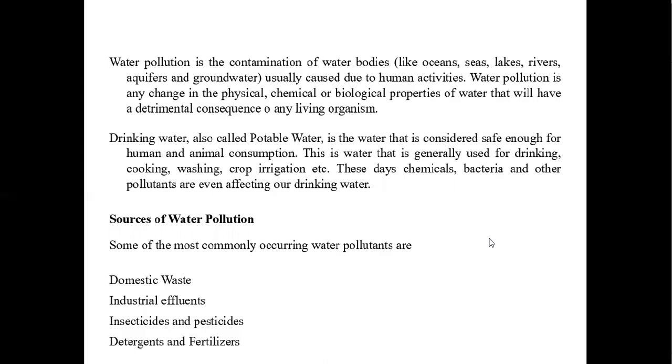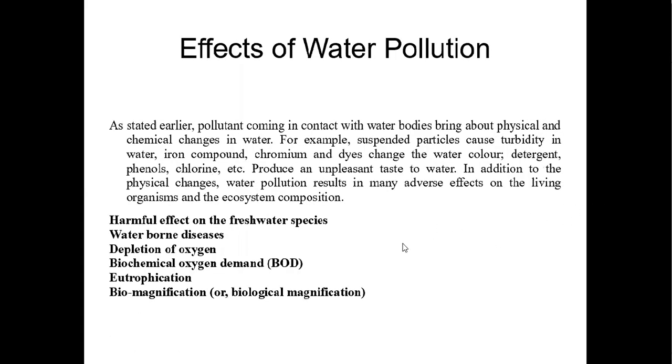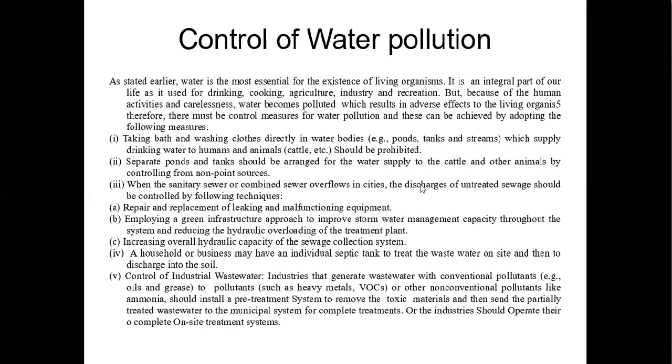There are different sources of water pollution like domestic sources, industrial effluents, insecticides and pesticides, detergents and fertilizers. The effects of water pollution are harmful effects on freshwater species, waterborne diseases, depletion of the oxygen level, increase in biochemical oxygen demand, and increased eutrophication and biomagnification. And how can we control water pollution?